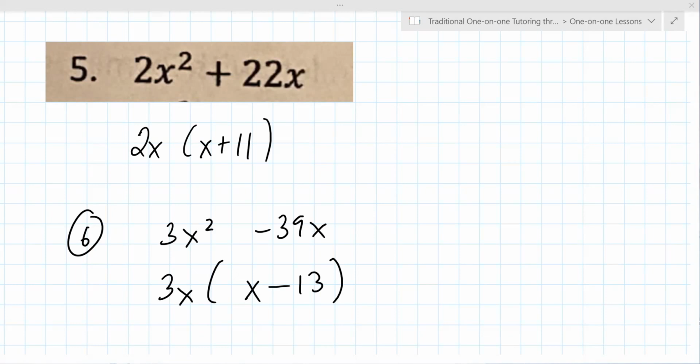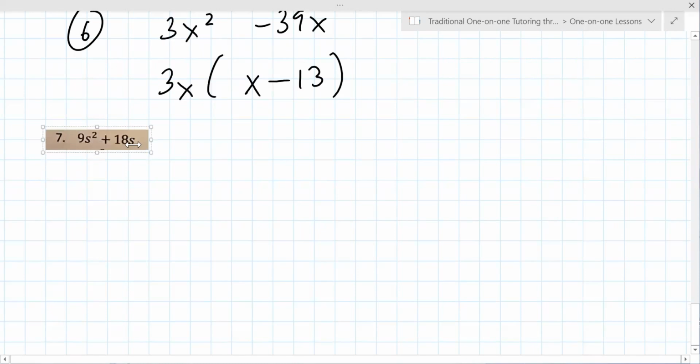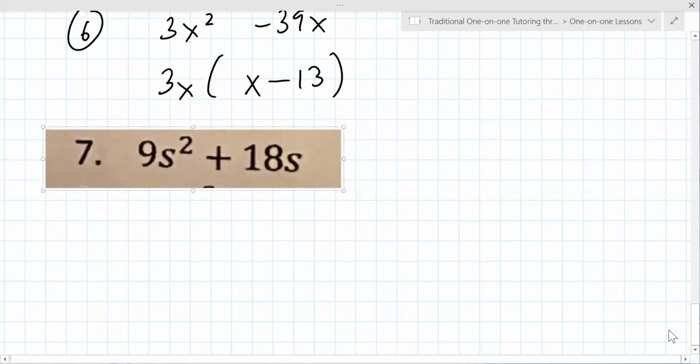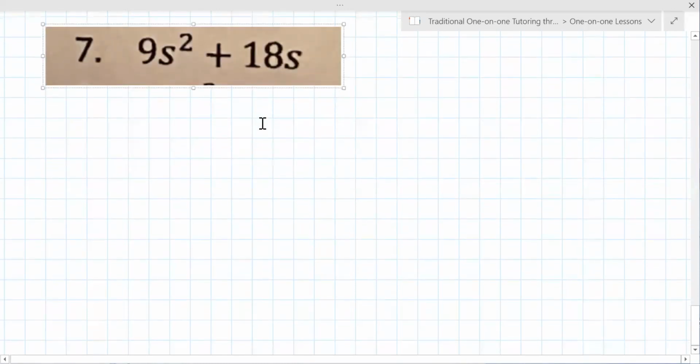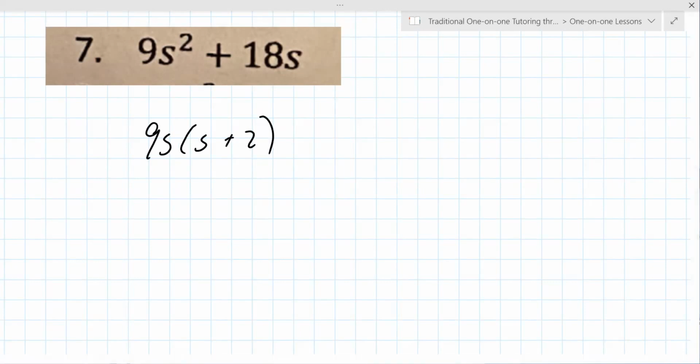These are all the same for a while, but we're going to keep doing them until we get through this list. 9x parentheses x plus 2. Good. Let's keep going. Number 8.